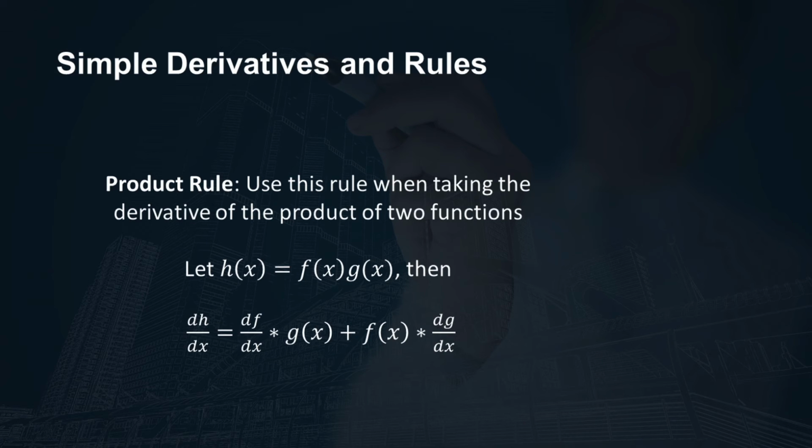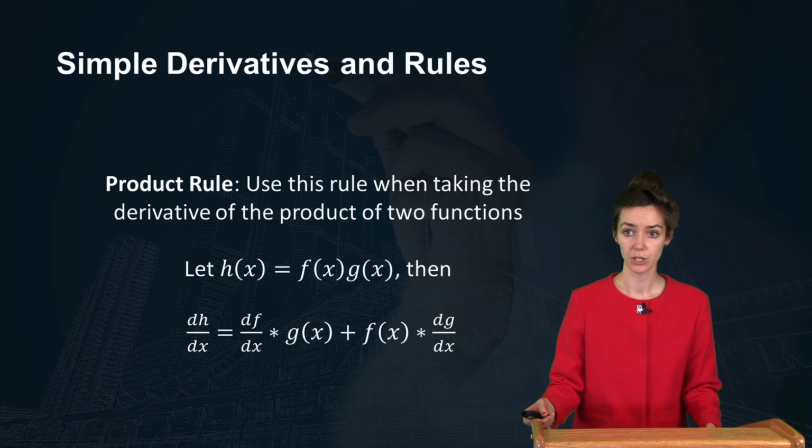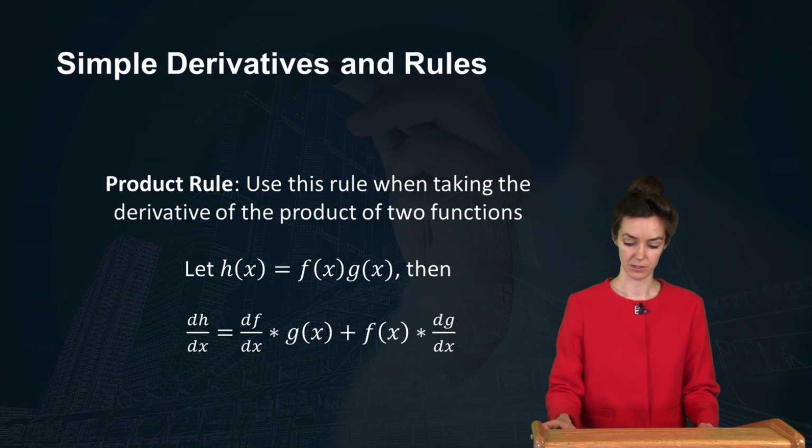One last rule that we'll cover here for derivatives is the product rule. We want to use this rule when taking the derivative of a product of two functions. So for example, if you have the function h of x, the product of f of x times g of x, then the product rule tells us to take the derivative of the first function, multiply it by the regular second function, and then add it to the regular first function times the derivative of the second function. That will be our total derivative for h of x. So let's do an example for that one as well.